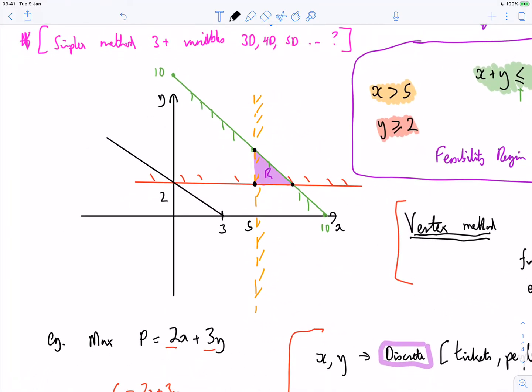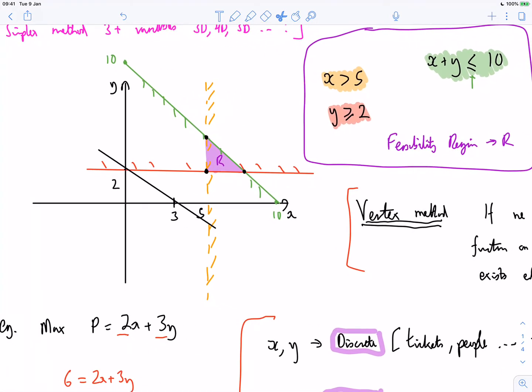Okay, so imagine that this is my objective line and it's got a gradient of, well, what's the gradient? It's clearly minus 2/3. Now the idea is you can use a ruler, and for this objective function, if I slide it from left to right while preserving the gradient, look what happens. That vertex is the first one it's going to meet. So when the objective function first touches the feasibility region, that is going to be the minimum.